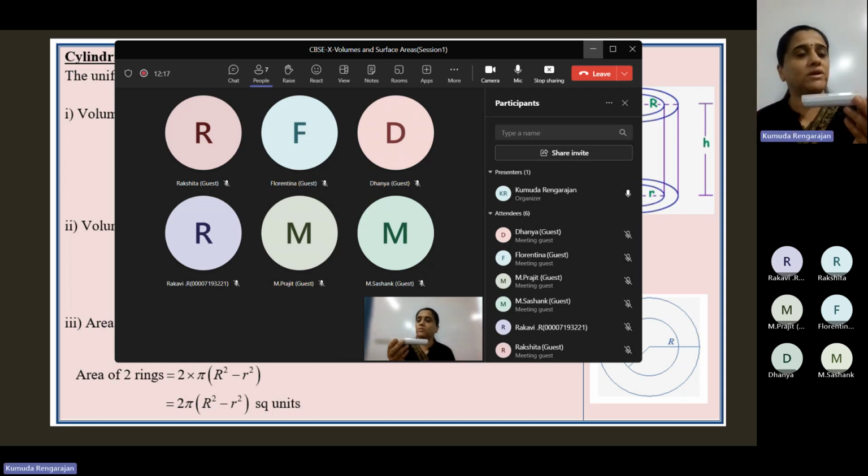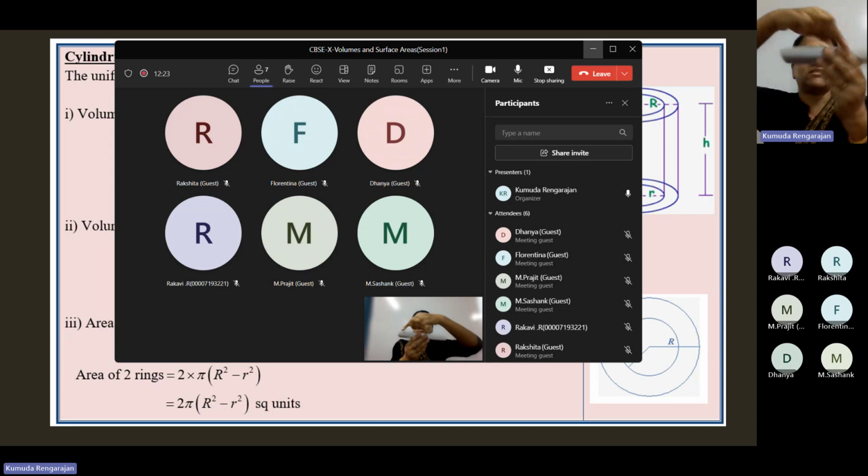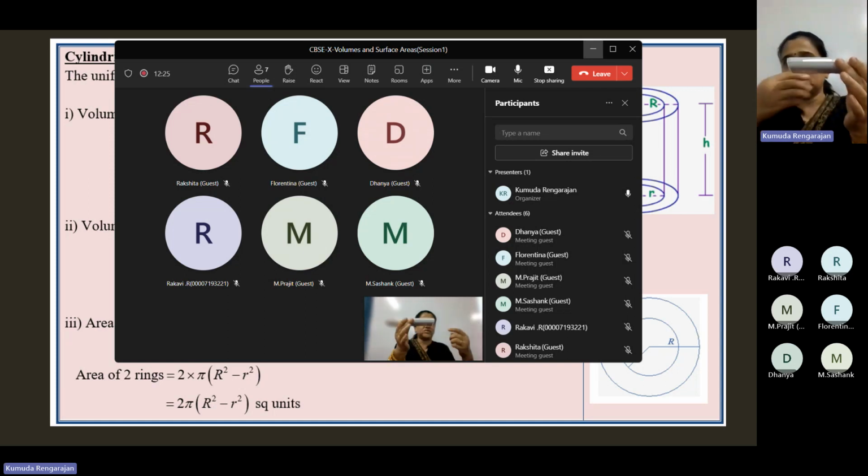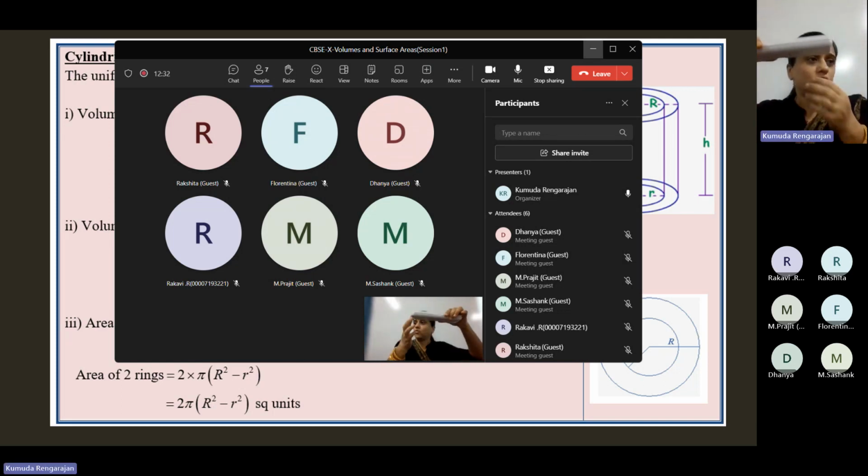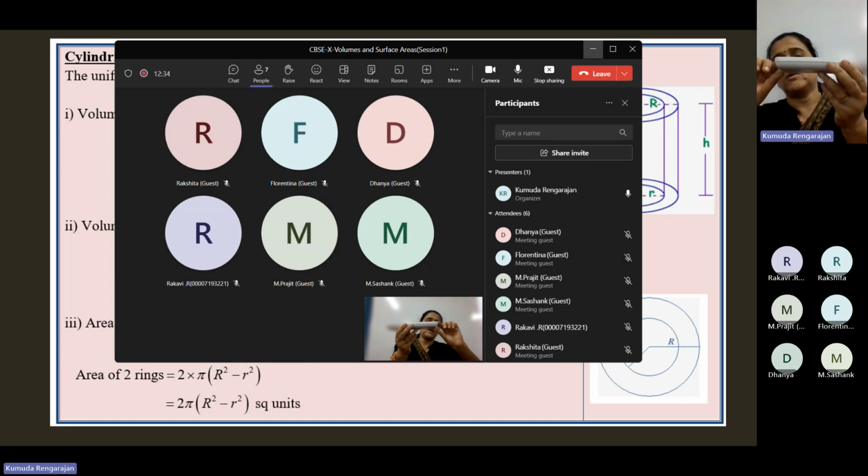So both a cube and a cuboid have 12 edges. 4 edges along the length: lengthwise, top 2 edges, bottom 2 edges. Breadthwise, 4 edges. 1, 2, 3, 4. 4 edges along the breadth and 4 vertical edges.